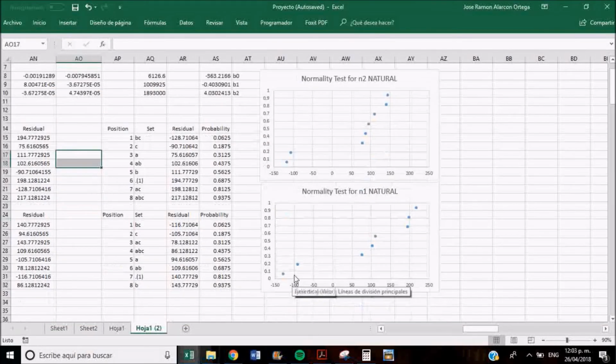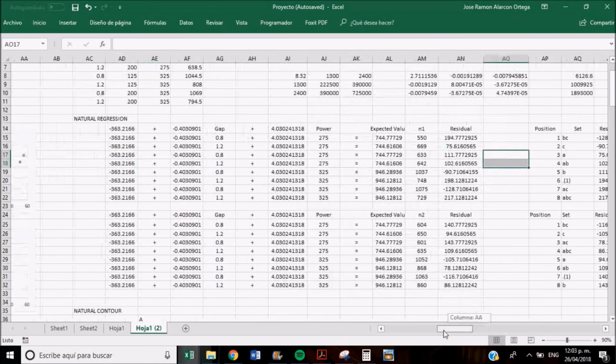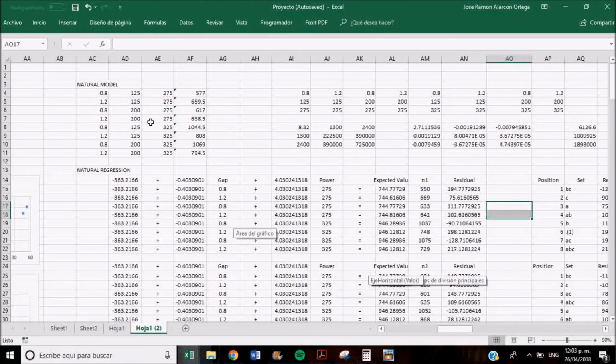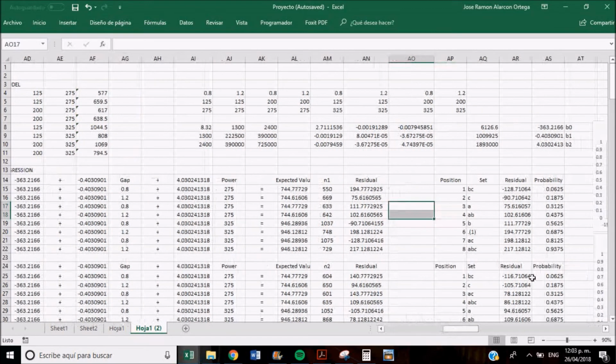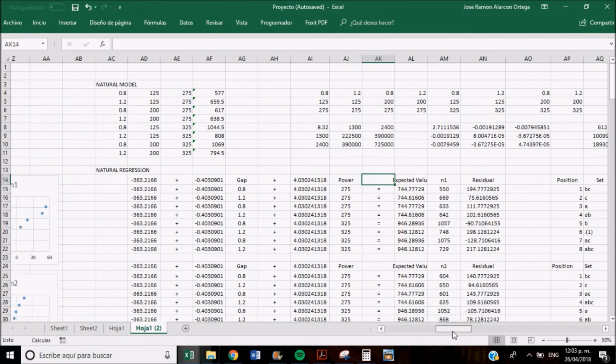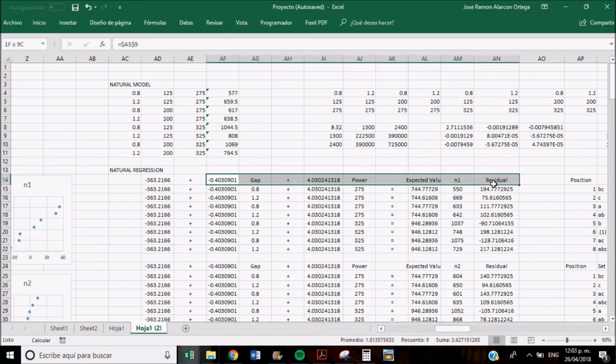For the case of the natural variables, we follow a matrix approach to generate the factors. In this case, this is a procedure that we made, and we found that the betas are these: beta 0 is this one, beta 1 is this one, and beta 2 is this one. And also, we get here the regression equation.